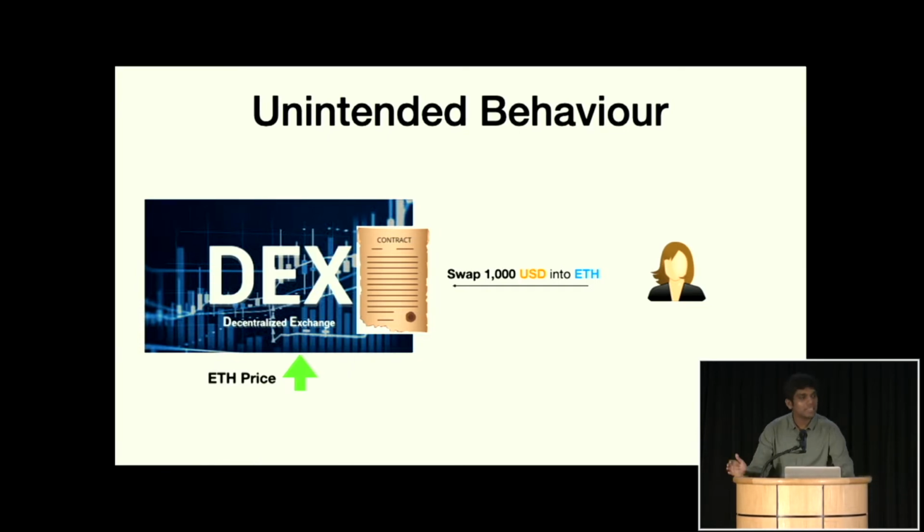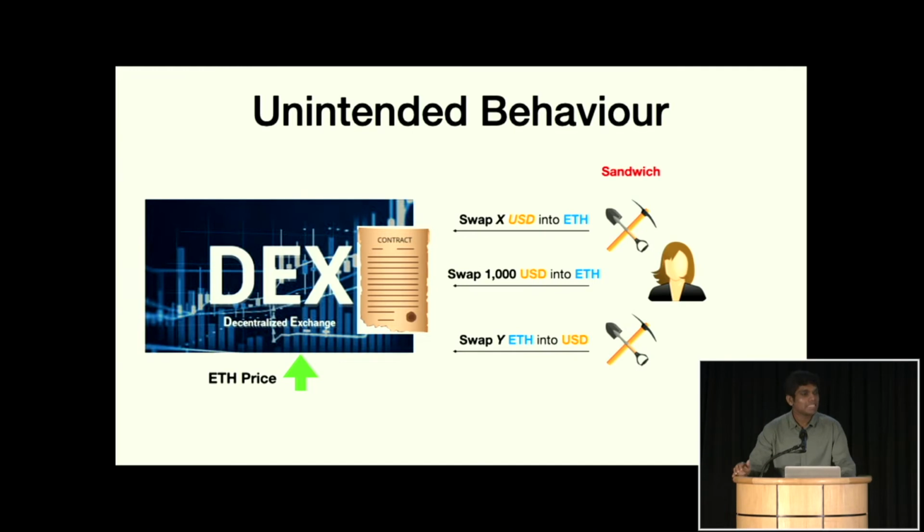Now, any miner that's observing this transaction can actually front-run this transaction. So the miner buys the ETH before the user, and then they flip back and sell the ETH after the user. Because the user's transaction increased the price of ETH, the miner actually, using this sandwich attack, profits off the user.